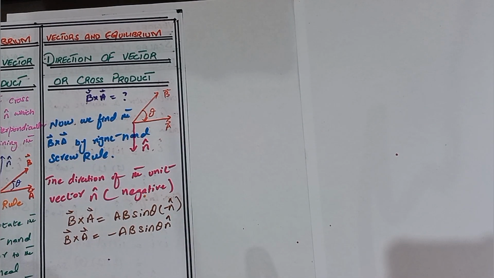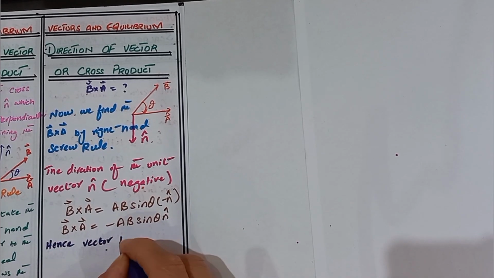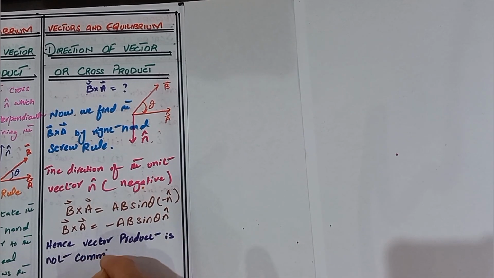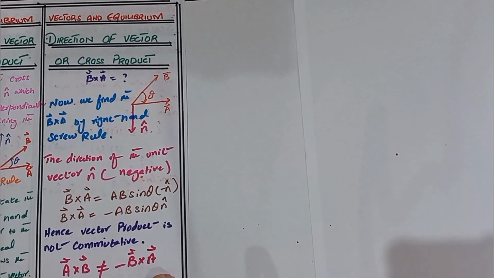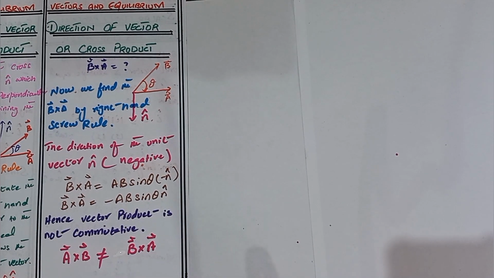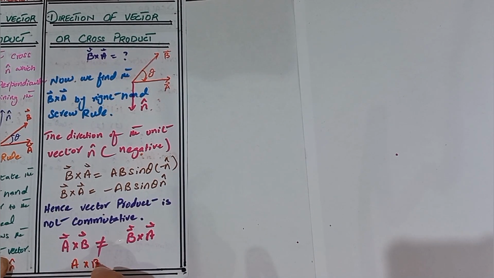Hence we can write that vector product is not commutative. So we write that A cross B is not equal to B cross A. It is only equal when A cross B is equal to minus B cross A.